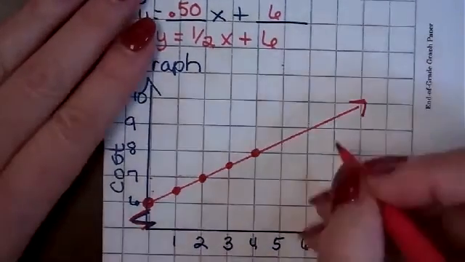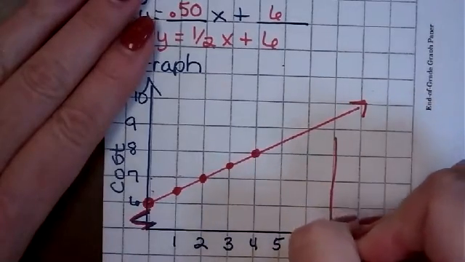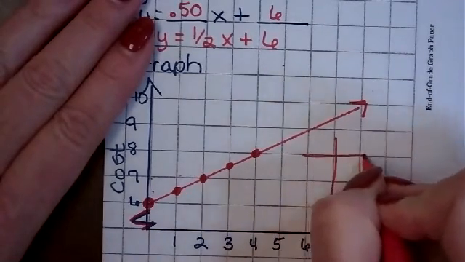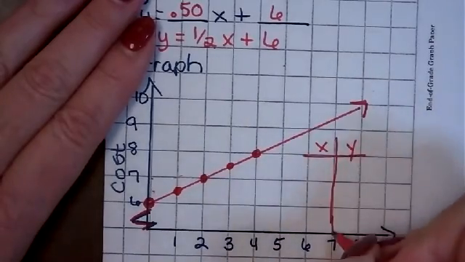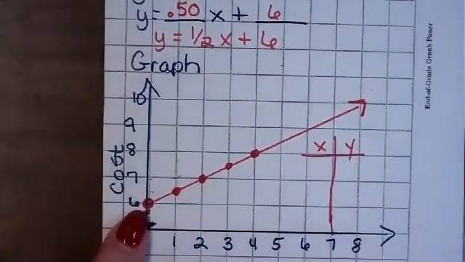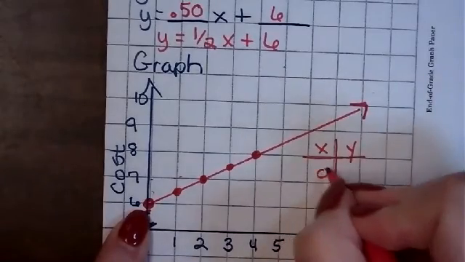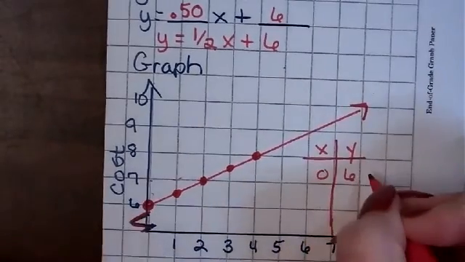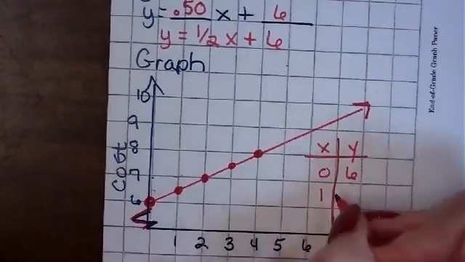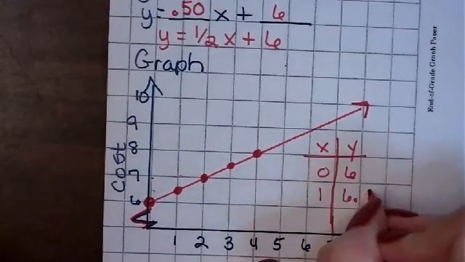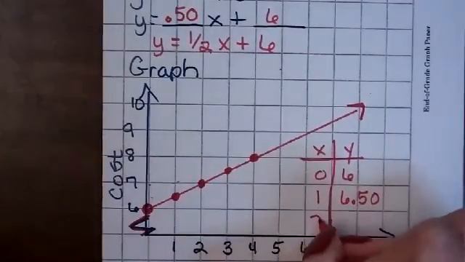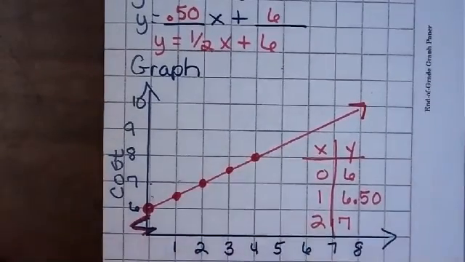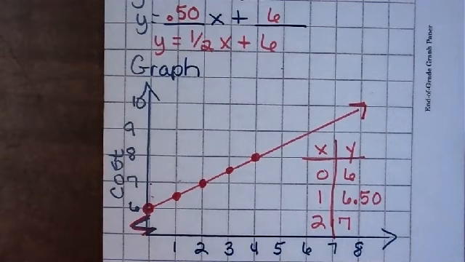Now, what if I wanted to create a table? Well, we've got a good graph right here. Let's just read off 3 points in our table. The first point we have right here would be 0, 6. At 1 refill, how much would it cost me? $6.50. If I have 2 refills, it's going to cost me $7. So I've got a good little table going there.